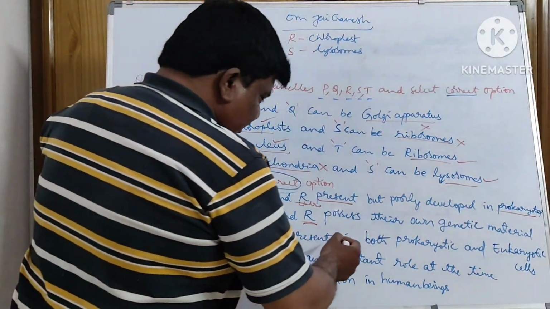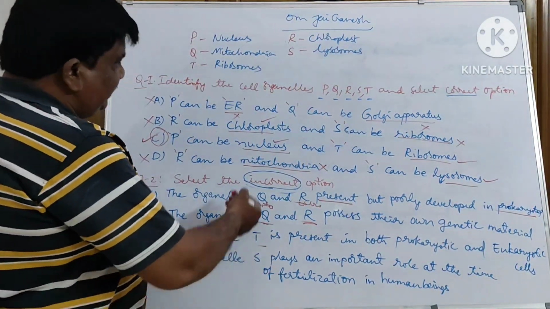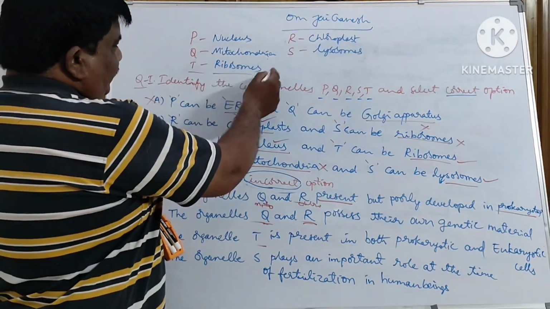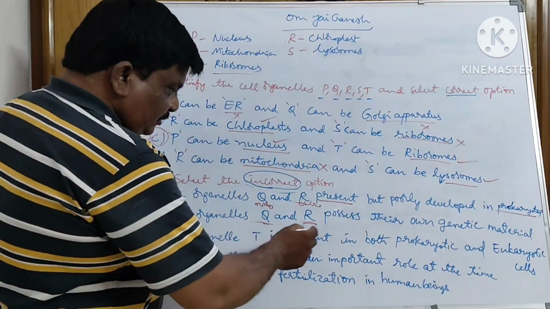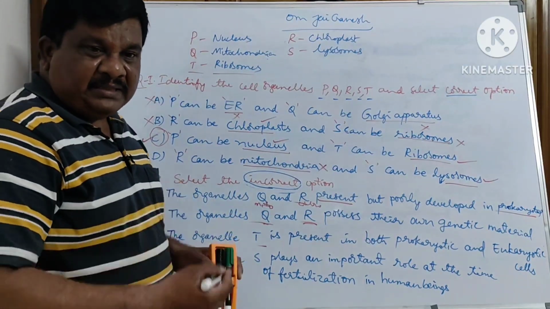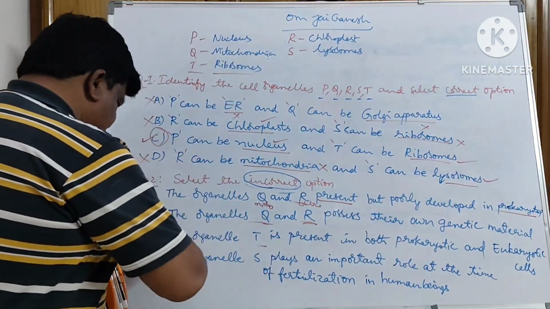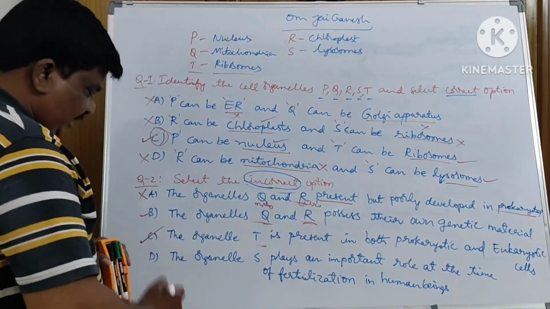The organelle T is present in both prokaryotic and eukaryotic cells. What is T according to what you solved? Ribosomes. Ribosomes are present in both prokaryotic and eukaryotic cells, because ribosomes are membraneless cell organelles. So this is also a correct statement. Then go for the D option.